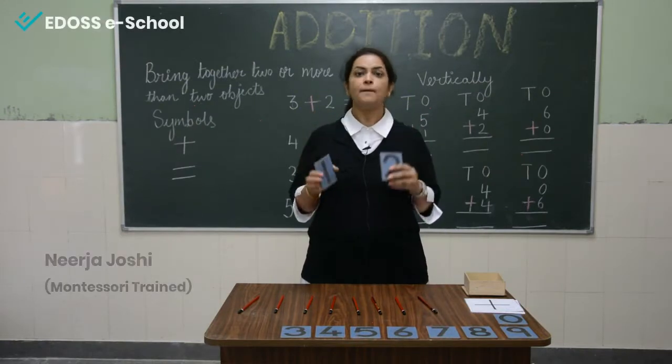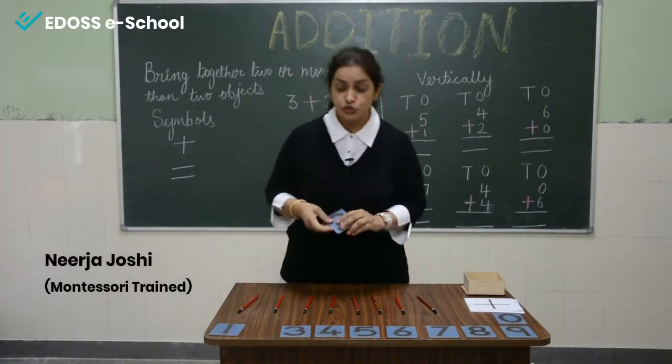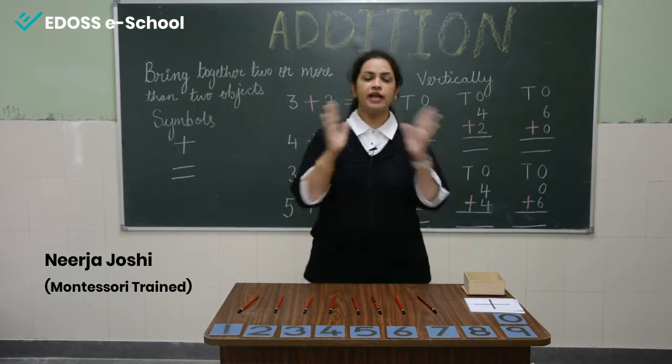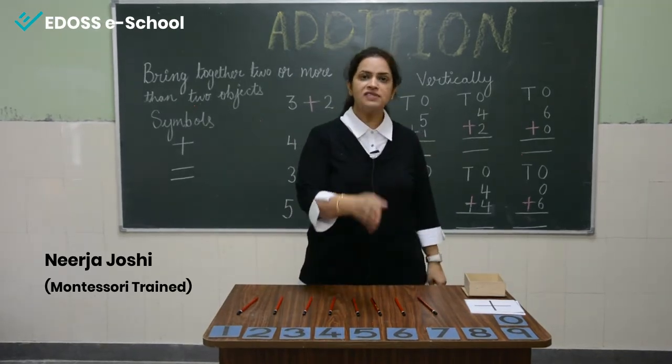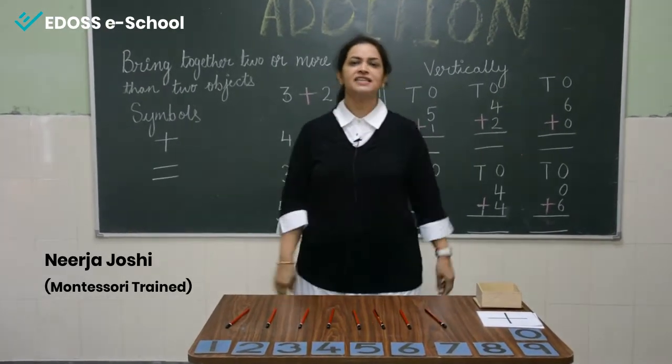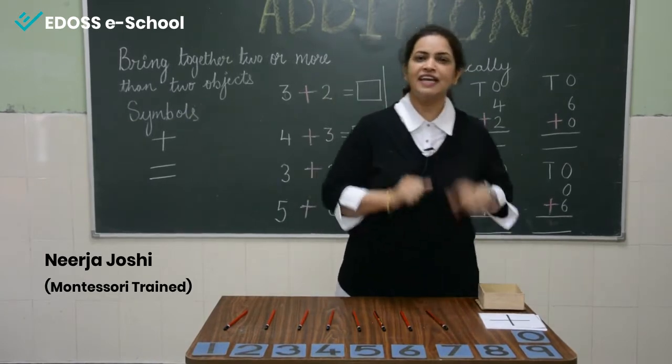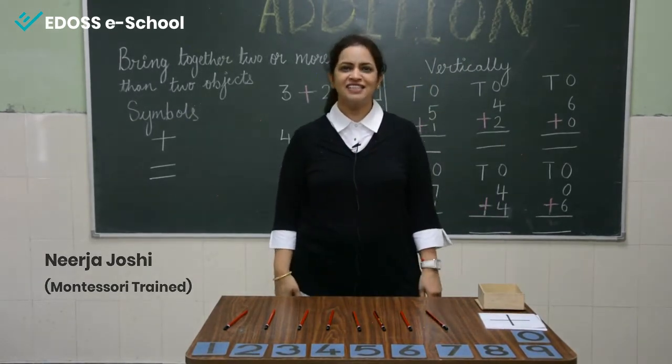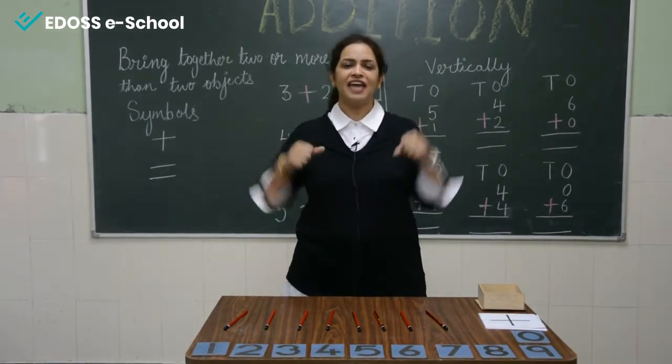1, 2, buckle my shoe. 3 and 4, shut the door. 5, 6, pick up the sticks. 7 and 8, lay them straight. 9, 10, a big fat hen.